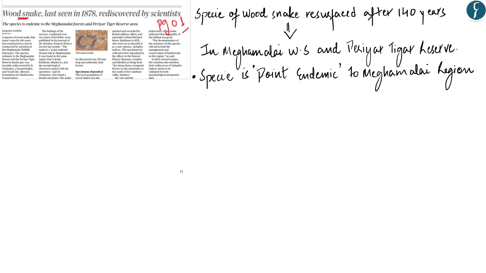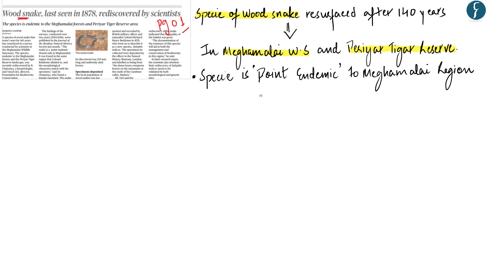Now, recently a finding has been published in the Journal of the Bombay Natural History Society, which talks about the resurfacing of a particular species of the wood snake in the Meghamalai Wildlife Sanctuary and the Periyar Tiger Reserve. Now, this species of the wood snake was last spotted and recorded in 1878 by a British naturalist who went on to describe it as a new species.